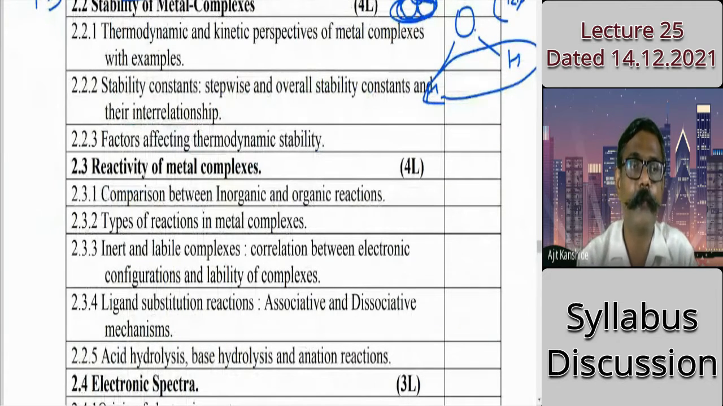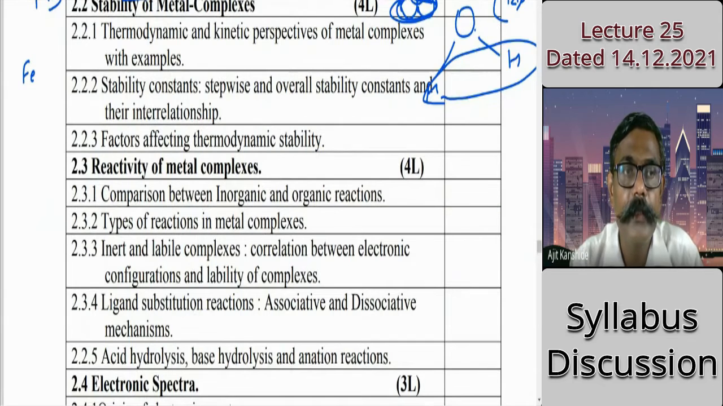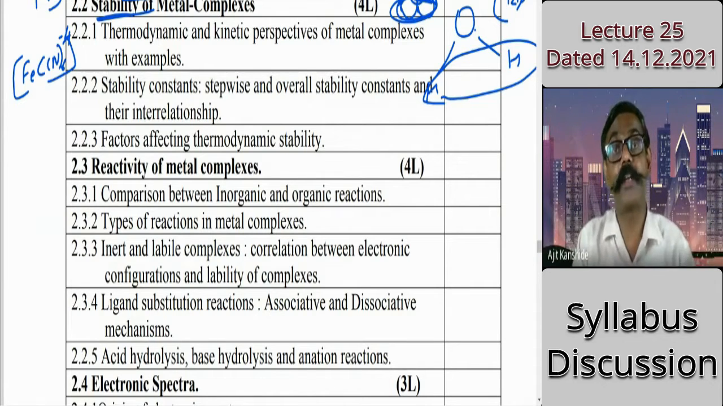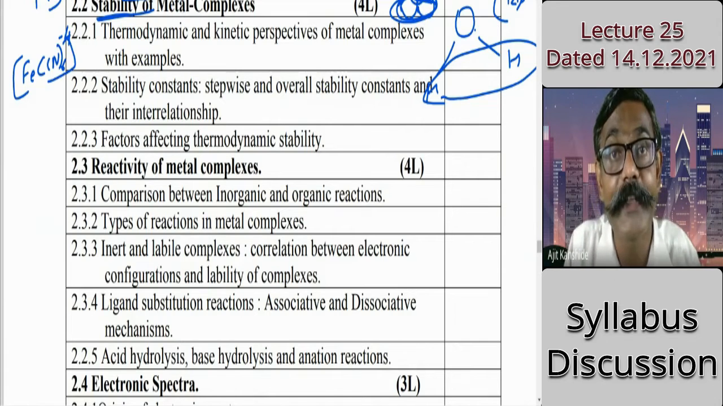Second portion: if somebody prepares a complex, say Fe(CN)6 4-, or potassium ferrocyanide, then what about its stability? How long will it exist? What temperature can it sustain? Up to what temperature will that complex remain stable?